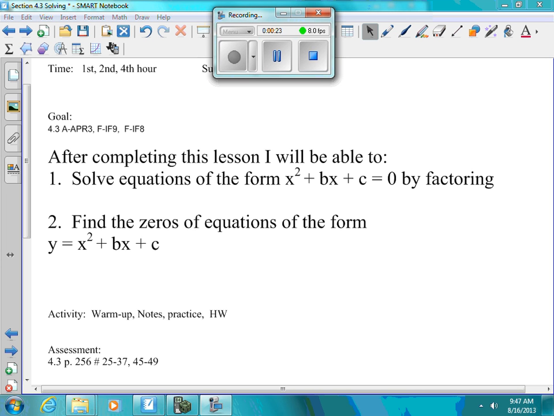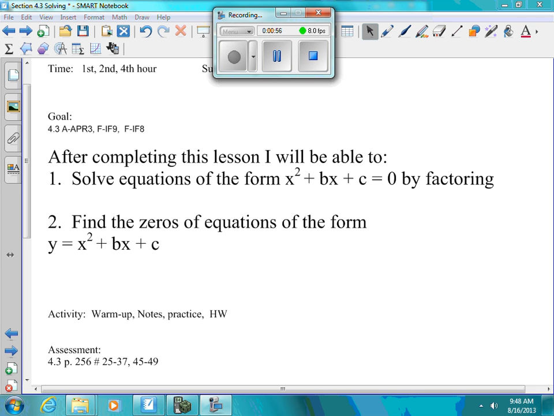quadratic equations. So after completing this lesson, I will be able to, that's you, one, solve equations of the form x squared plus bx plus c equals 0 by factoring. And number 2, find the zeros of equations of the form y equals x squared plus bx plus c. When you get done with this lesson, I really hope you say, why did you have 2 goals today, Mr. Kuhn? They really are the same thing. Solving equations and finding the zeros is the same exact process. We're really talking about the same thing in 2 different ways. So those are 2 goals. Make sure you have those down in your notes.